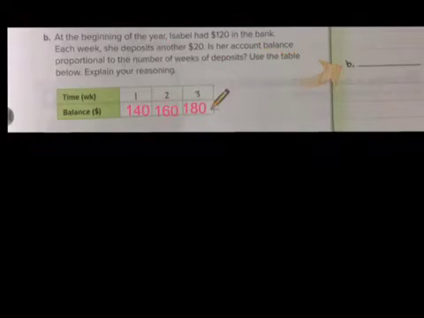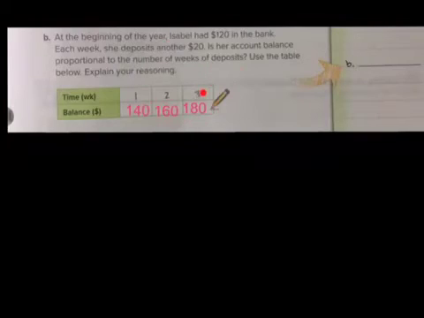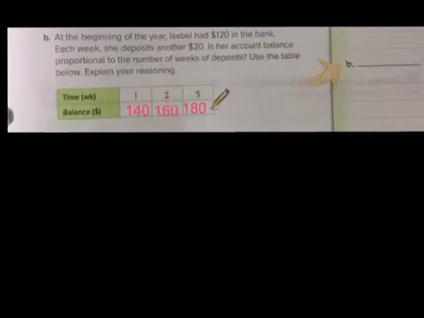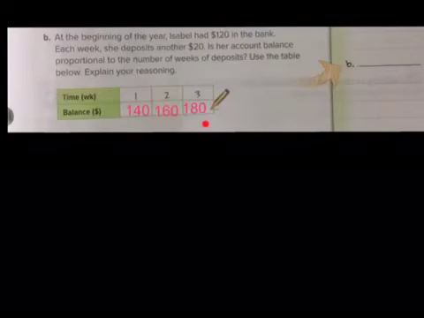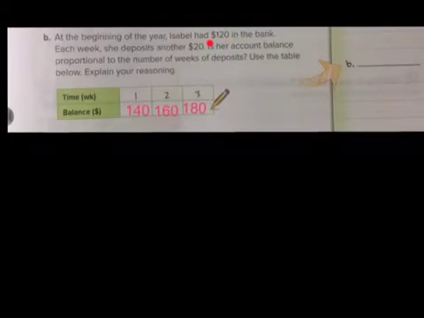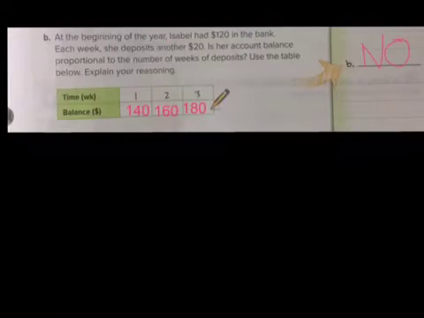So now let's look at the question. Is her account balance proportional to the number of weeks deposited? Well, she has been depositing for 3 weeks, consistently $20. So she should have $60. But we actually have 180. So is it proportional? Does she have $60? No. So it is not proportional. The reason it's not proportional is because she started off with 120. Your answer is no, right here. And let's add a 1-sentence explanation right at the bottom here, okay?